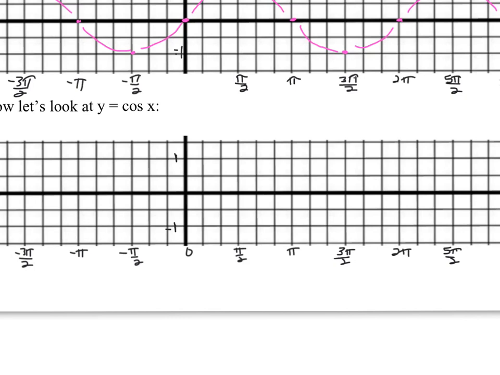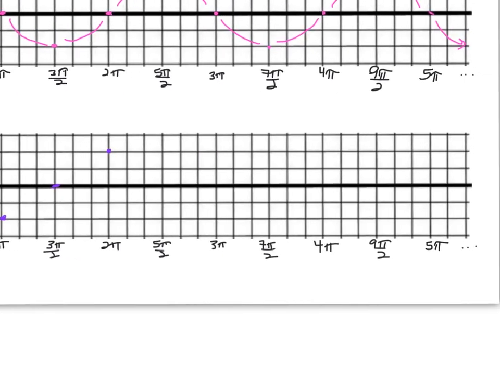Okay. If we let cosine start at positive 1, at the top of the unit circle, pi over 2, cosine equaled 0. Over at the left-hand side at pi, cosine equals negative 1. 3 pi over 2, it goes back to 0. And at 2 pi, one revolution around, cosine goes back to positive 1. Let's continue that pattern all the way to the edge of the graph.